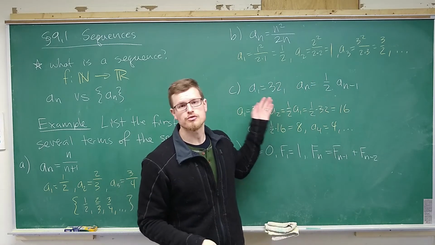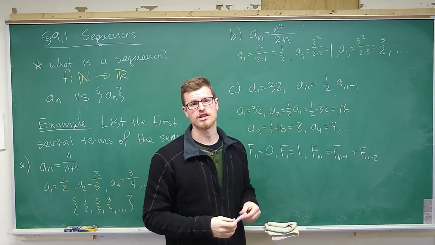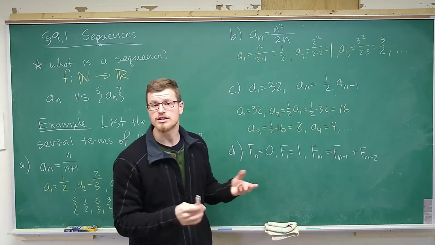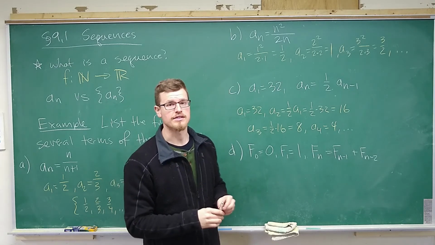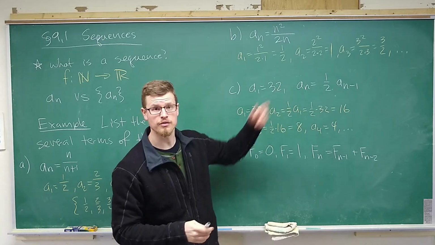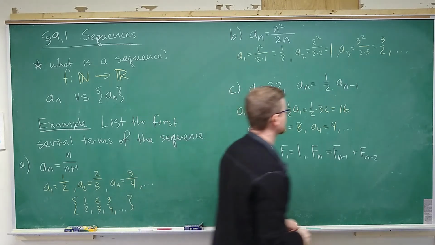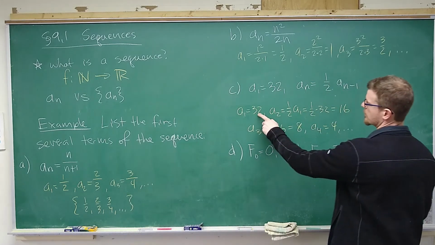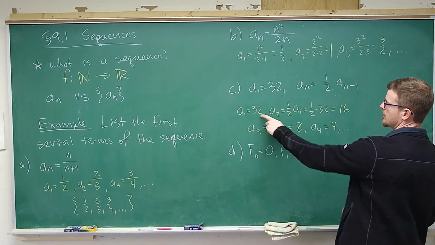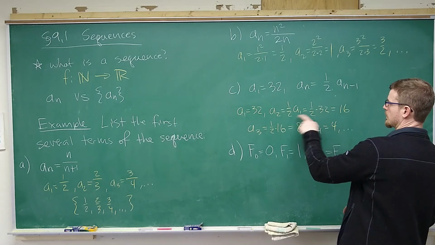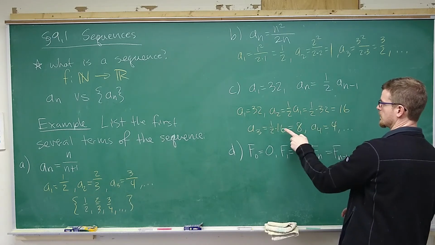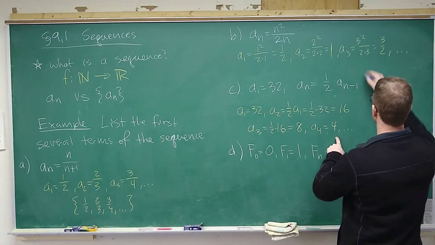Now, in some cases, we'll be able to take a recursively defined sequence and find an explicit definition for it. That is a function of n for the nth term. If I wanted to do that, in this case, I can notice that I start with 32, and go to 32, 16, 8, 4.